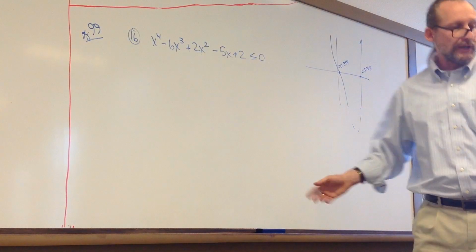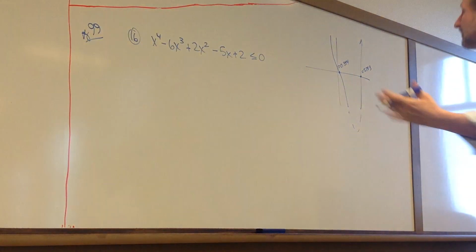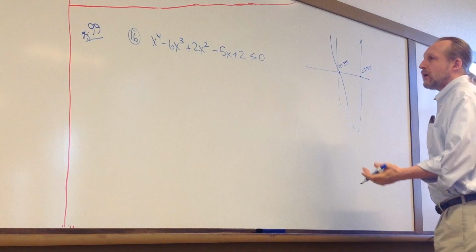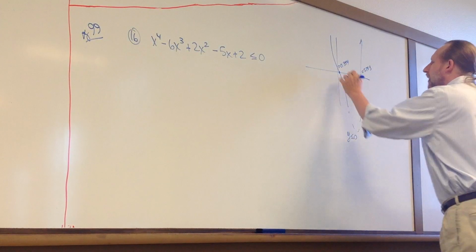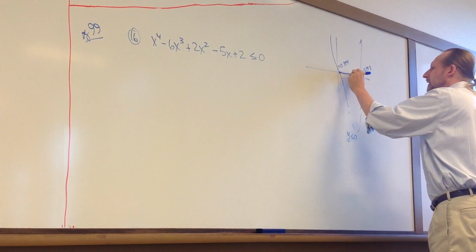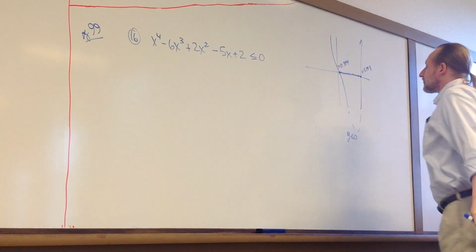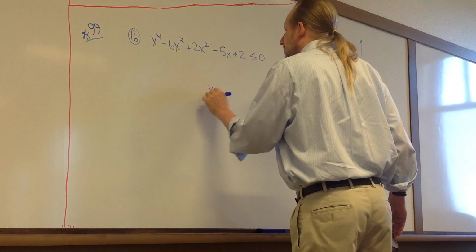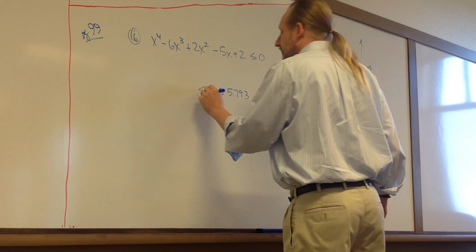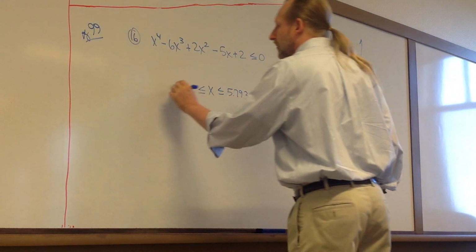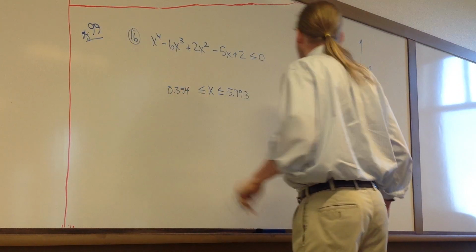Okay. So this one is a pretty simplistic curve. There's not a whole lot going on. There's really just one region where the y's are less than or equal to 0, and it's right there. So we would say x less than or equal to 5.793, but greater than or equal to 0.394.